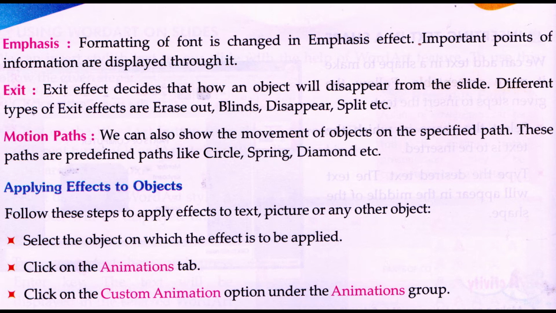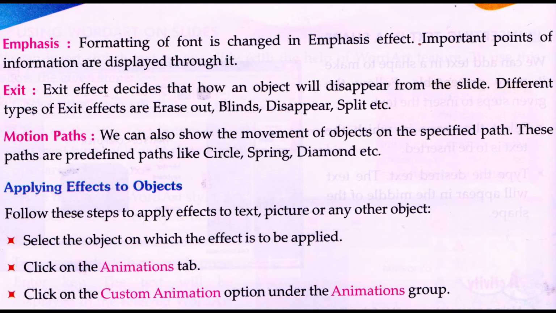Next, the second one is emphasis effect, that is formatting of font. That means we can change the font style in the emphasis effect. Exit effect: when a slide is going out, how it must be, that we can set by using exit effect. Motion path: we can show the movement of objects, maybe in a circular pattern, maybe in a rectangle pattern, maybe crisscross, in any way we can show. Then automatically it will show the animation of that object in the same way we specified using motion path.